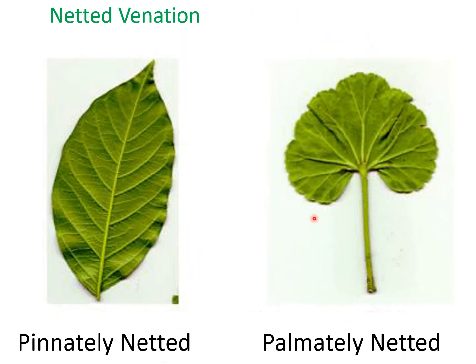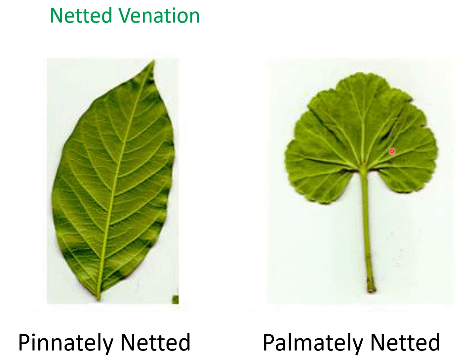There are also two types of netted venation, pinnately netted and palmately netted. See how different they are. In the pinnately netted venation, this is the midrib and this is the secondary vein. The secondary veins are spaced along a central midrib. Here, they come from the midrib or are located along the midrib like this.